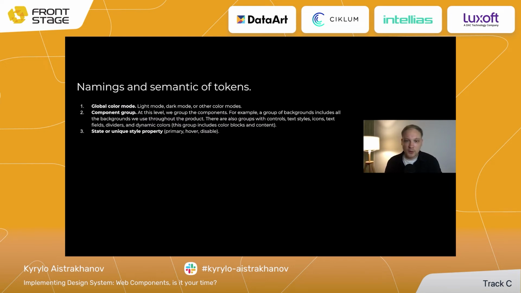Firstly, we start from the color mode. So it might be light, dark, or whatever else. Then we add a component, so it's like light button, and at the end we add a state, so it's like light button hovered or light button disabled, and it helps us a lot while we're trying to redeem or restyle our products.